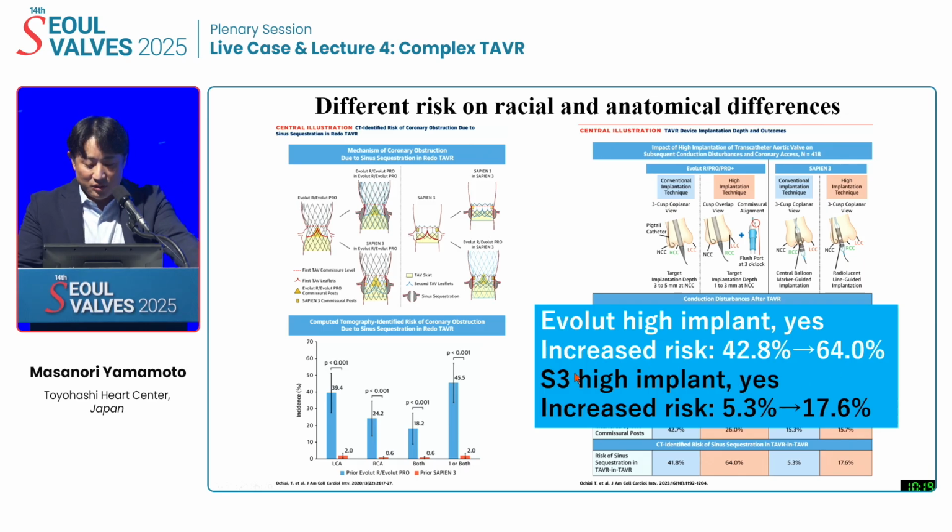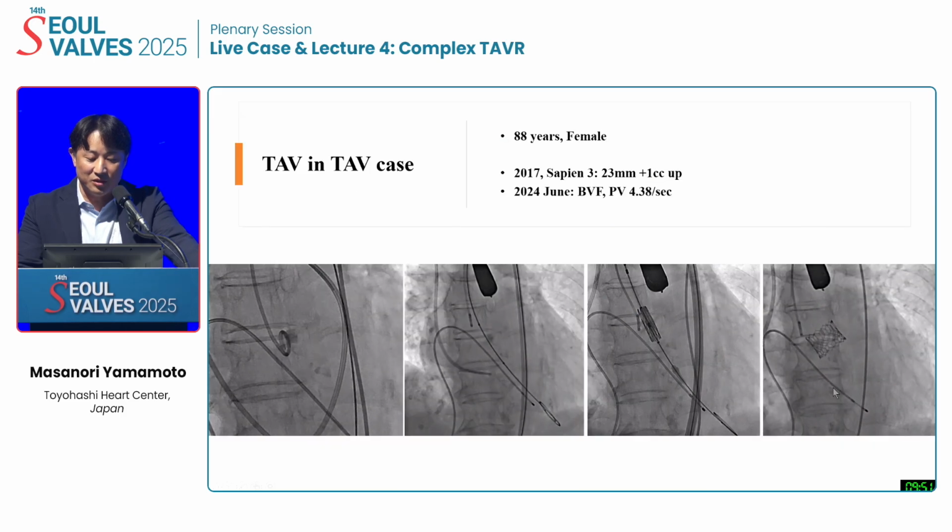In addition, if we choose the Sapien 3 series with the conventional very low implantation depth, the risk of sinus sequestration is 5%, relatively higher than the Western cohort, in the Asian, particularly small anatomy cohort. And if we adopt the high implantation technique, the risk increases to 17%. So what should we do if the patient faces a future TAVR-in-TAVR procedure?